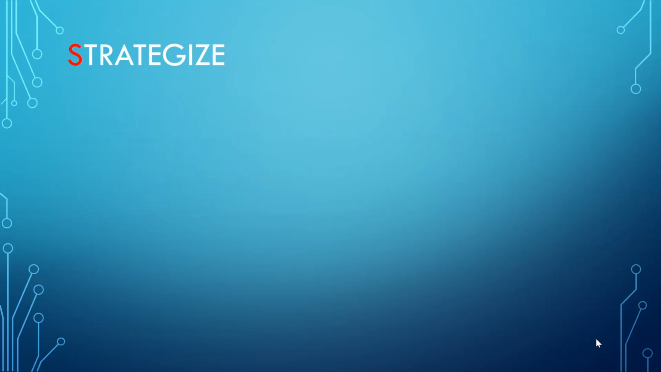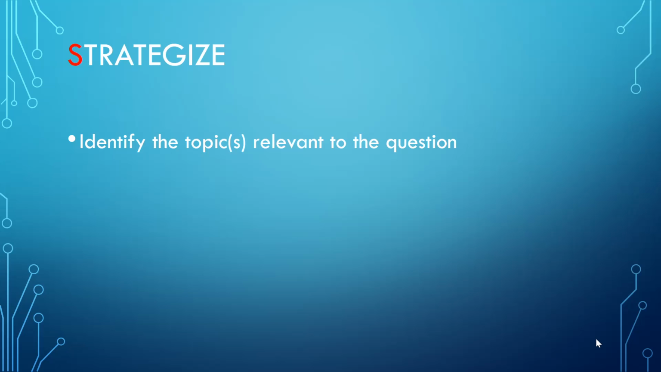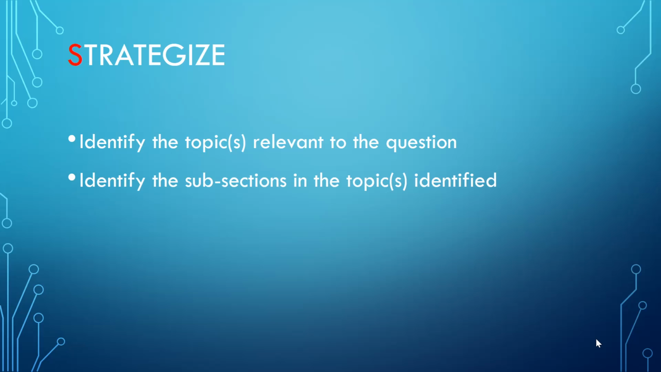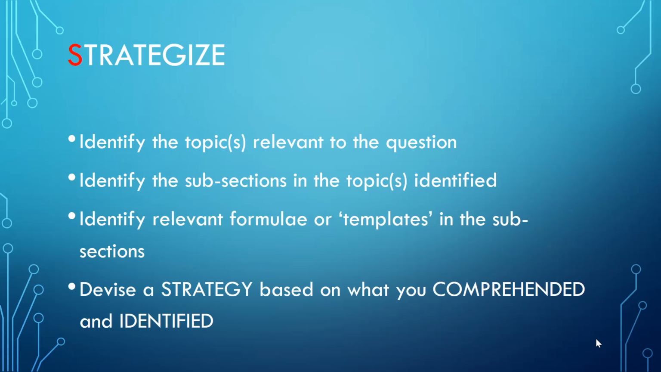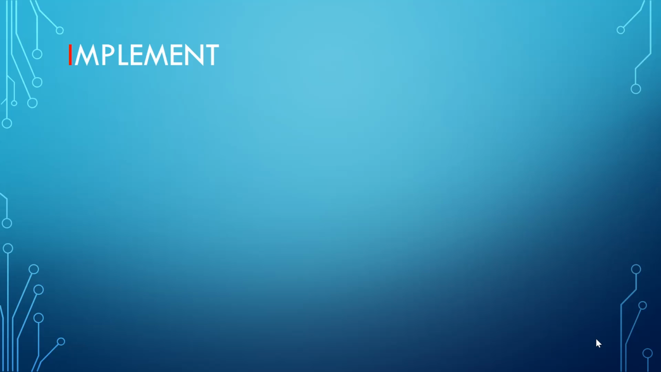Once you've gone through that, your job next is to strategize. Strategize means identify the topic relevance. And for this, we have actually identified the topic as vectors. But then you need to identify the subsections in the topic that you have identified. And then pull out the relevant formula or the templates that you have learned before in these subsections. Thereafter, devise a strategy based on what you have comprehended and identified.